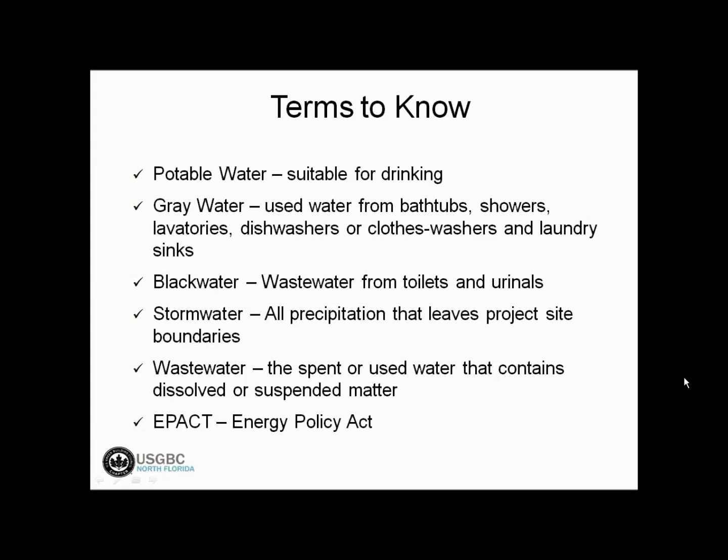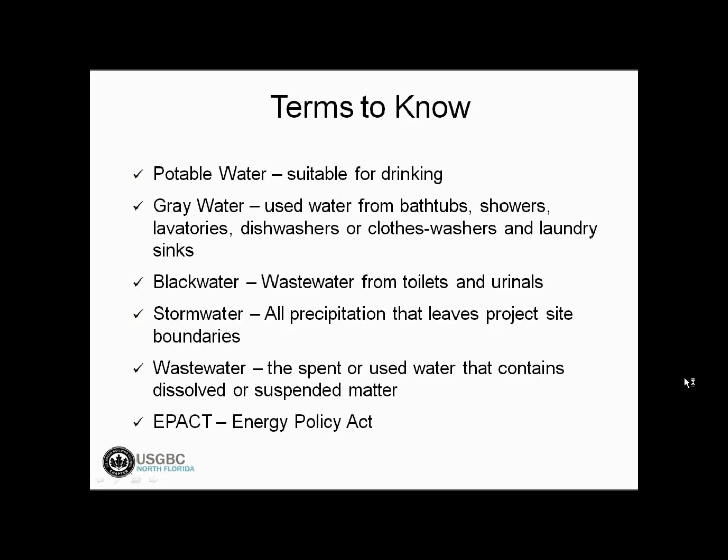So the term potable water, I already mentioned, this is drinking quality water. We talk about gray water as opposed to black water. Gray water is stuff that comes out of showers and lavs and dishwashers that can be used for certain things and reused on the lawn.